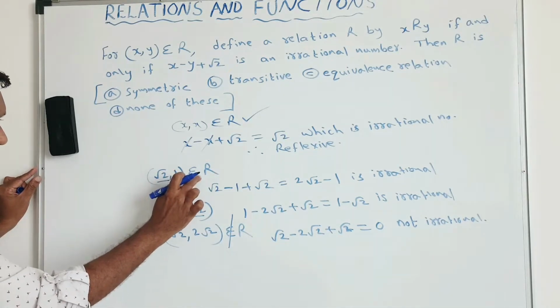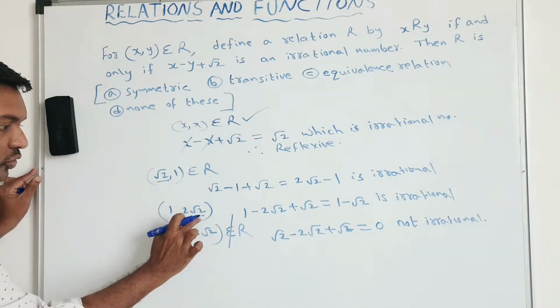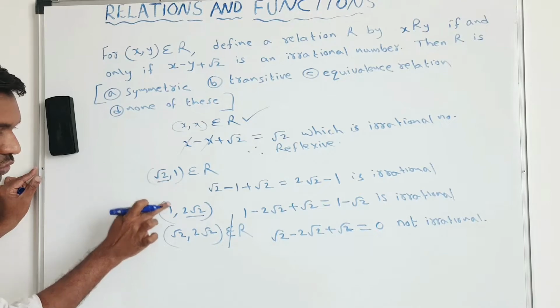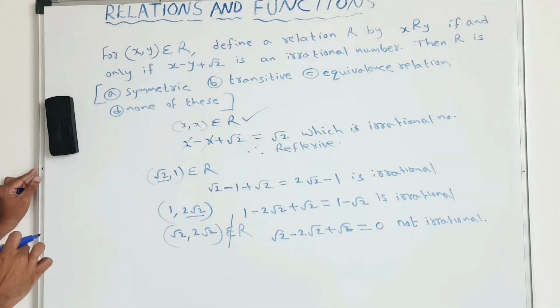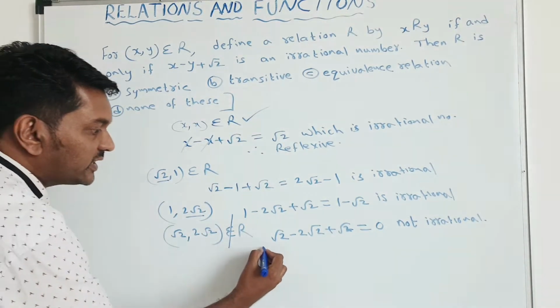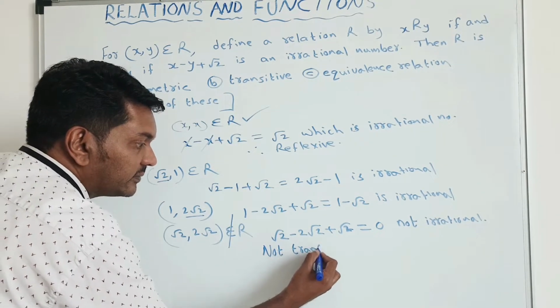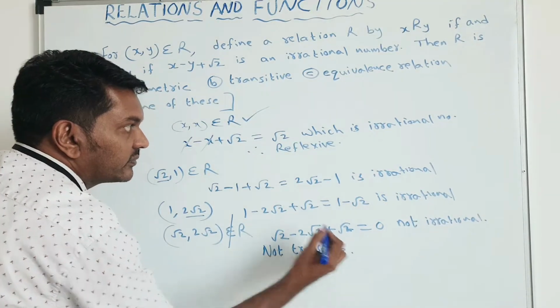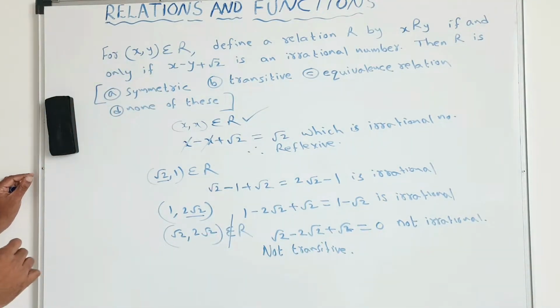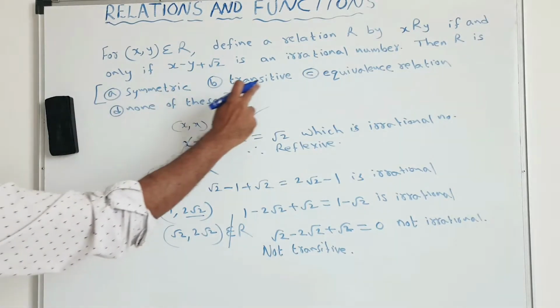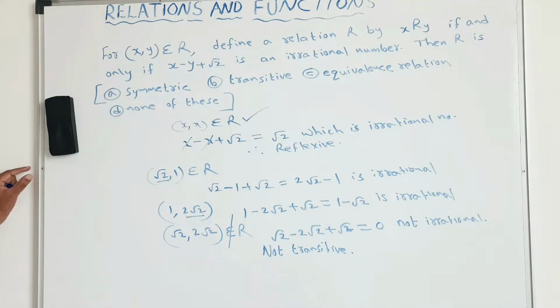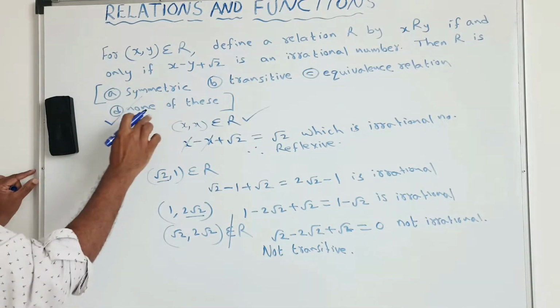(√2, 1) is an element of R. (1, 2√2) is an element of R. But this (√2, 2√2) is not an element of R. So I am getting this is not a transitive relation. So we got this as only reflexive. So our answer, only reflexive, is not there in any of the options. So our answer is option D, none of these.